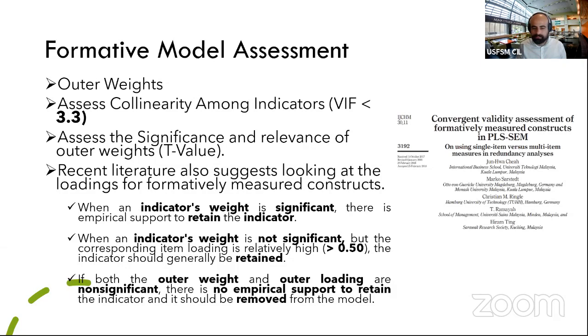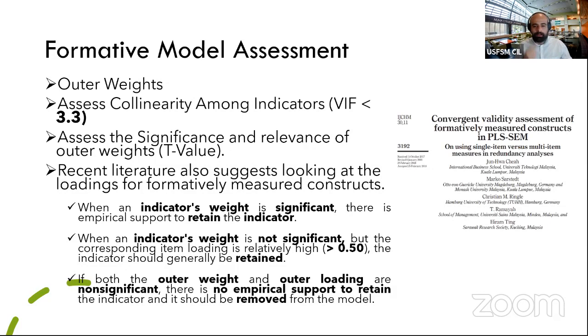The second step is to look at collinearity among indicators. And this value should be lower than 3.3. Now, there are some references where it says that this value should be lower than 10. Some people say it should be lower than 5. However, the recent standards say that this value should be lower than 3.3. Once this is done, then you move on to check the significance of each item by doing a bootstrap to get the T value.